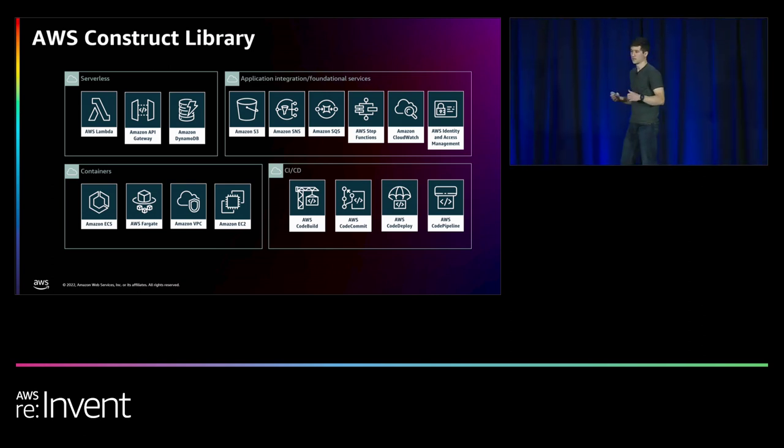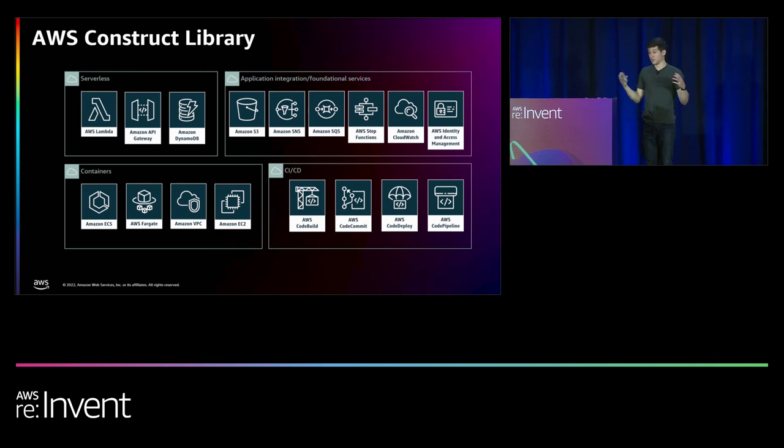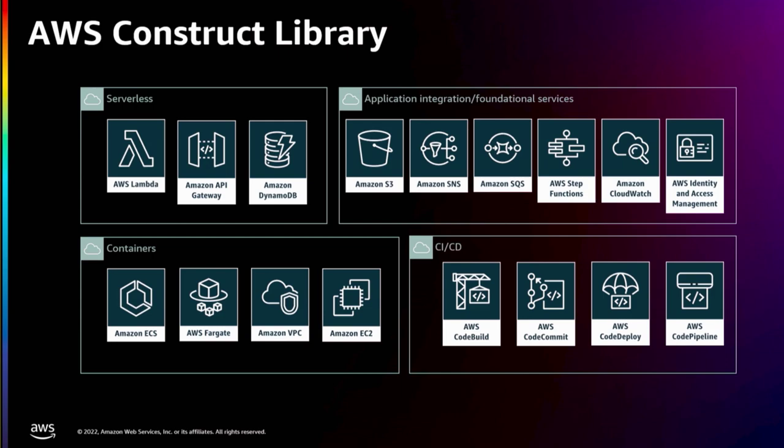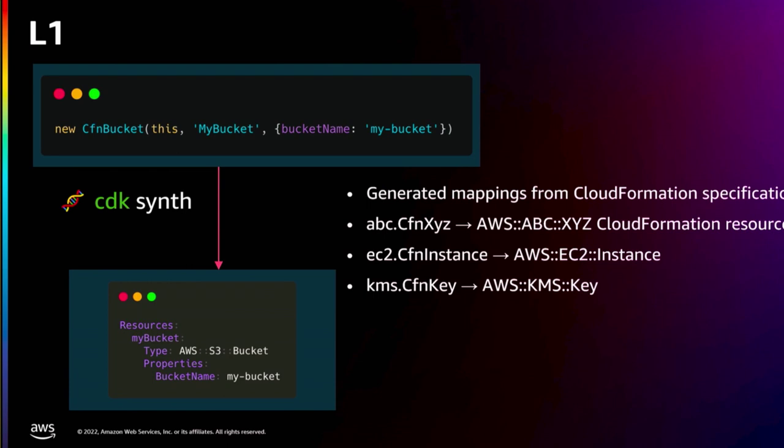So in the Amazon construct library, that is the public one, you'll find constructs for really everything that is in CloudFormation, and then really good stuff for a lot of the common services. At United, we have custom constructs for many of these. So what do these constructs look like? Here's an example of a level one construct.